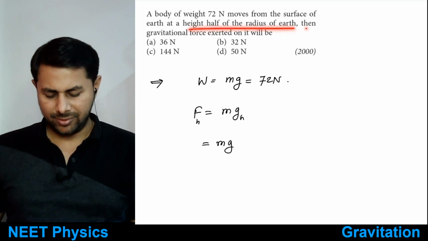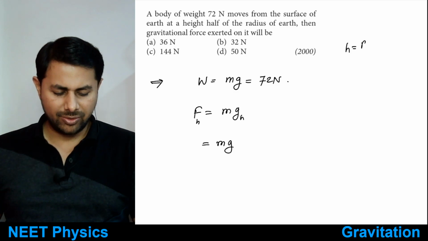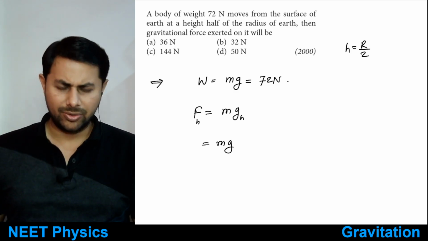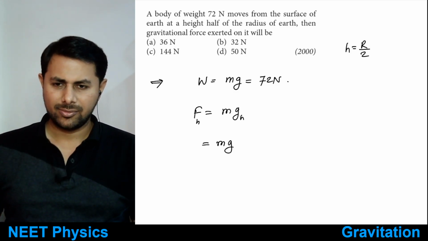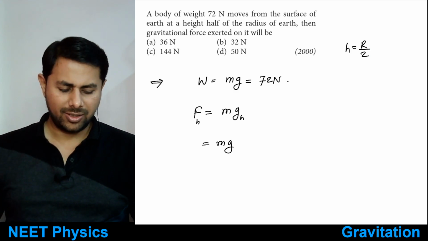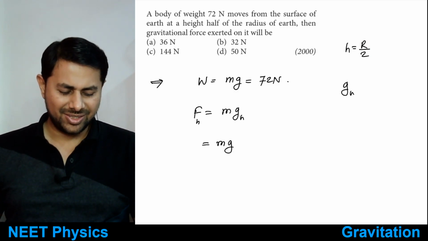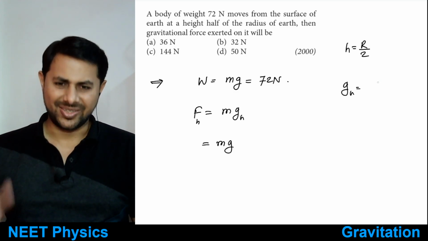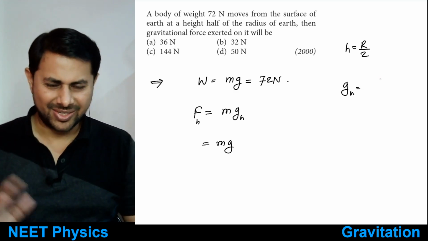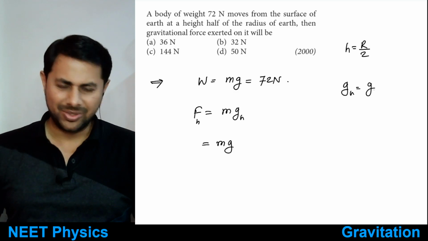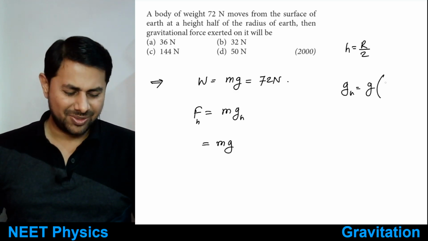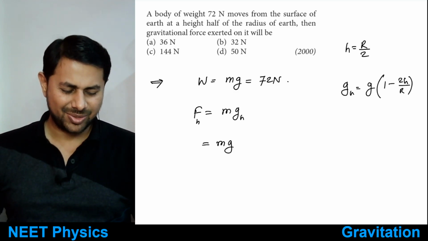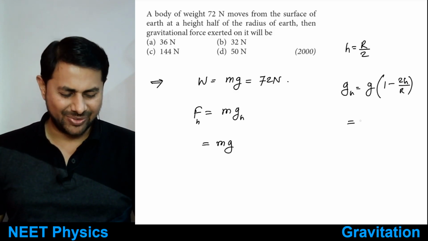Height h is equal to R by 2. Which formula will you use? If you make use of this one, g_h is equal to g times R upon (R plus h) whole square, you will use that formula. g_h is equal to, if you use g times (1 minus 2h upon R), so put h is equal to R by 2 and see what do you get.